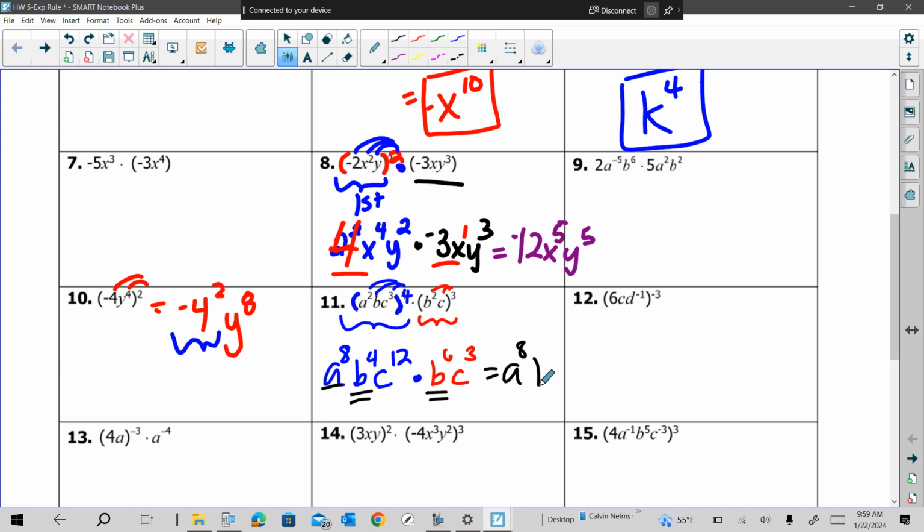So b to the 10th power and c to the 15th power. And there's our final answer.